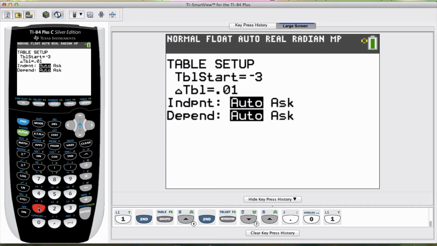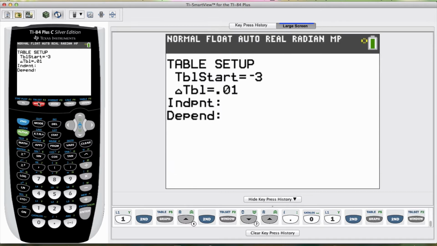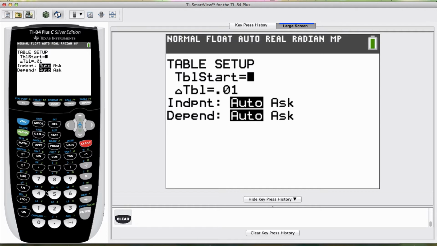So you might try like 0.01. Okay, and if I look at our table here, and let me actually go back to our table start. I want this to be at 1, so I'm going to clear this out and put in 1 again.